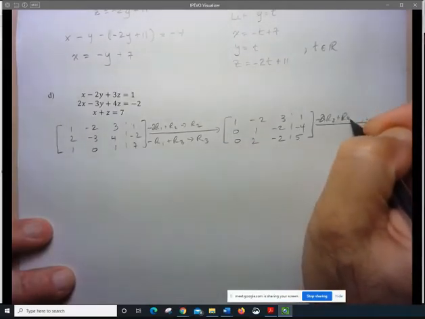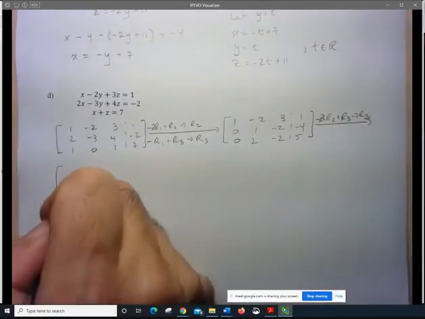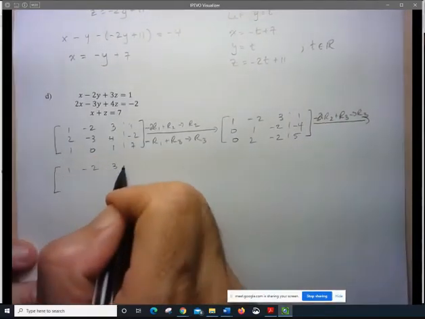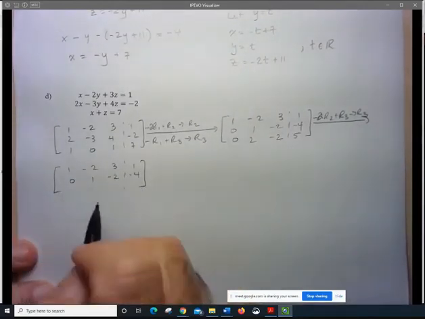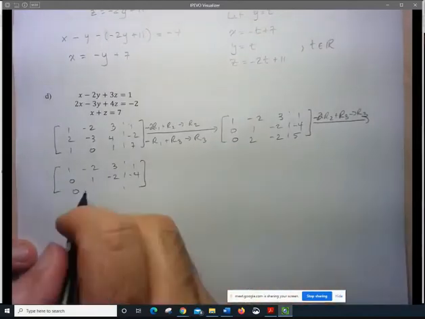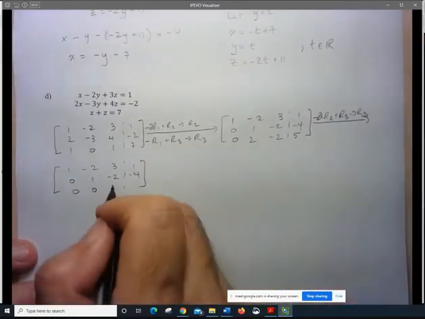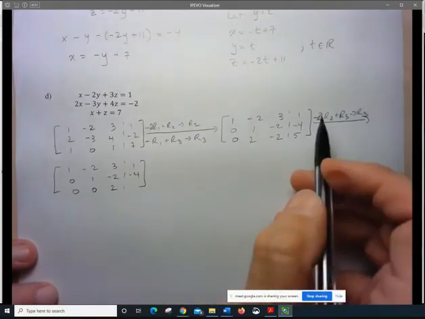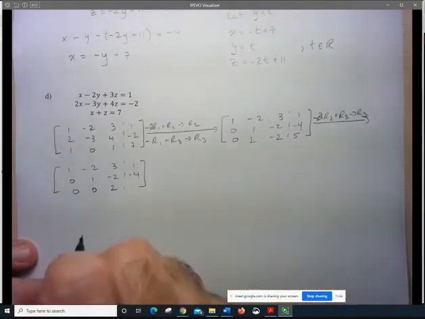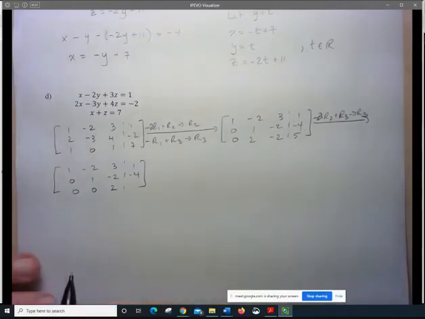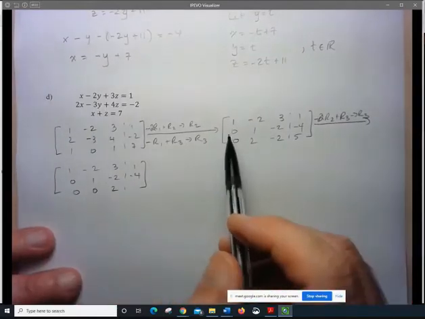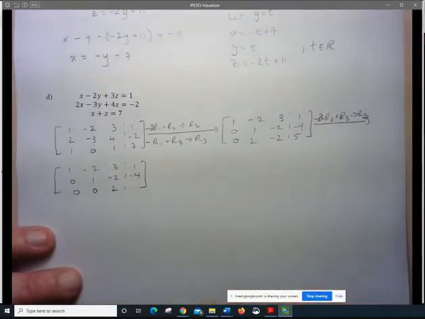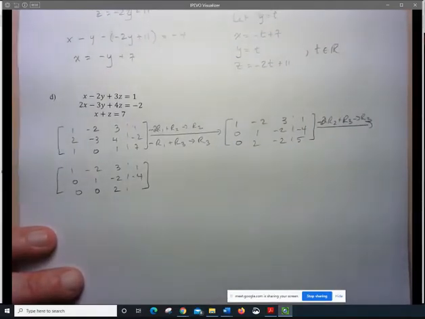-2R2 plus R3 into R3. 1, -2, 3, 1, 0, 1, -2, -4, 0. So -2 plus 2, 0. 4 minus 2 is 2. And then 8 plus 5 is, I feel like I made a mistake here because I don't think this is what the answer should be. So let's take a quick look at my answers here.